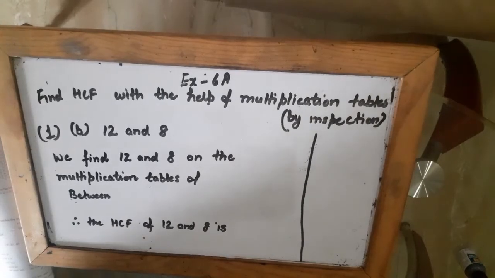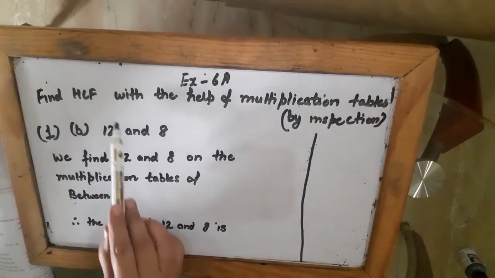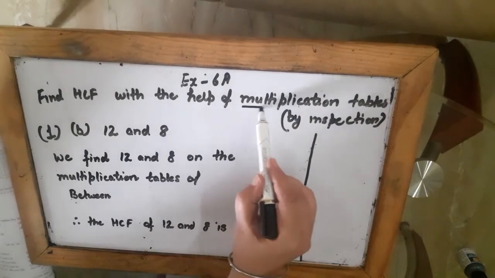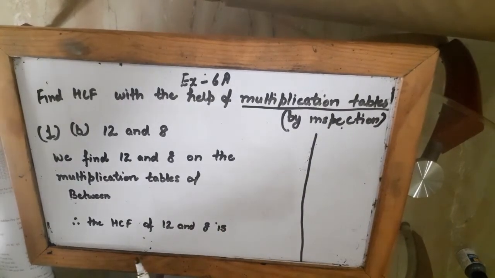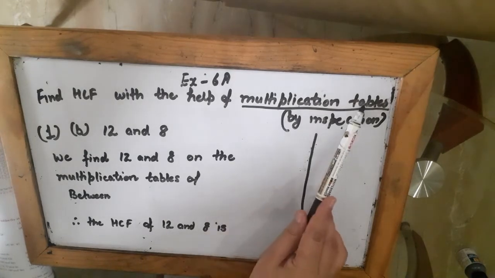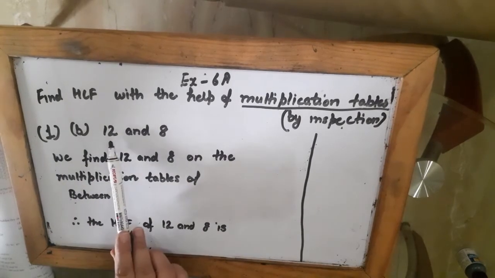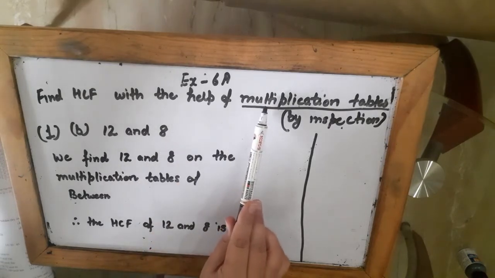Now we come to exercise 6a. In the first question, they are asking you to find the HCF of the given numbers with the help of multiplication tables or by inspection. Now, how do we find the HCF with the help of multiplication tables? I am taking this example from the first question: 12 and 8. I have to find the HCF of 12 and 8 by using which method?